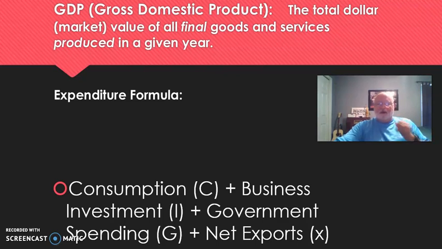And so you're going to need to know that exports are a good thing for your economy and imports are a bad thing. Okay, so we're going to spend some time on this. You might want to pause it and write this down. But remember, cigarettes will kill your mama.